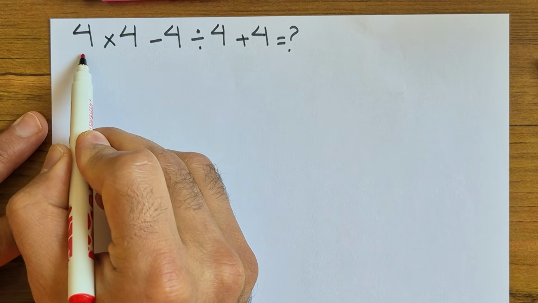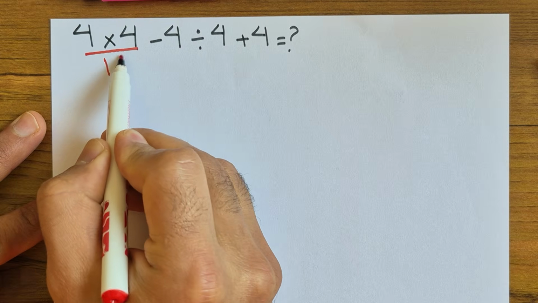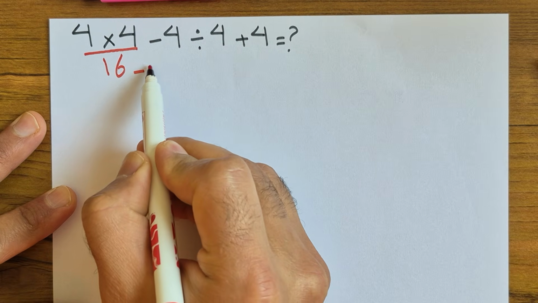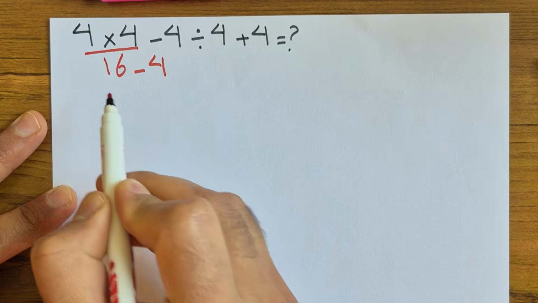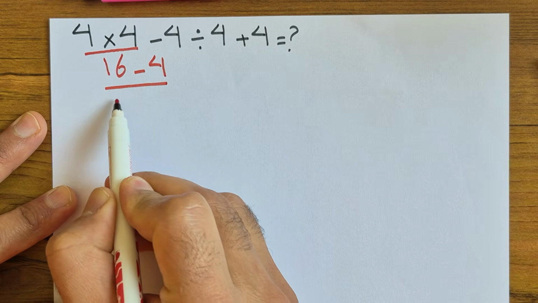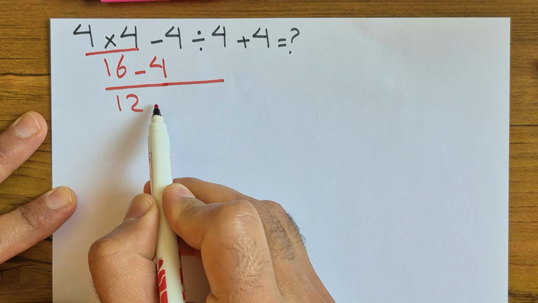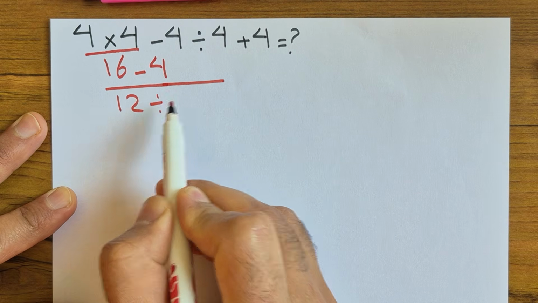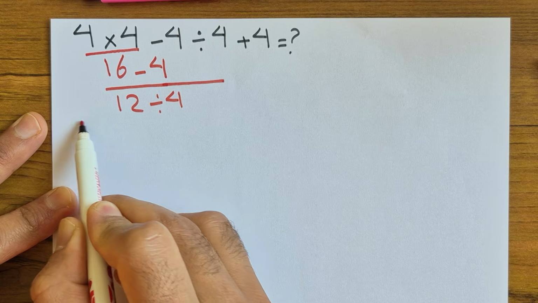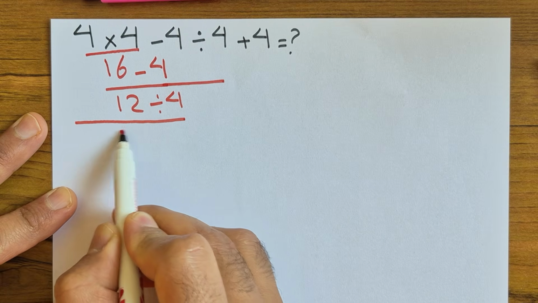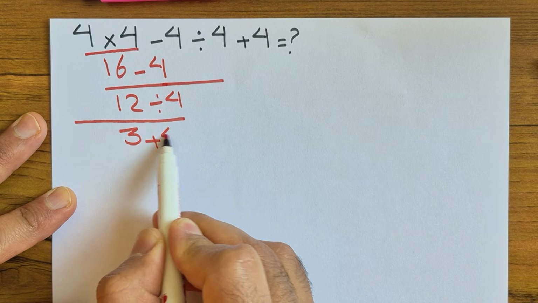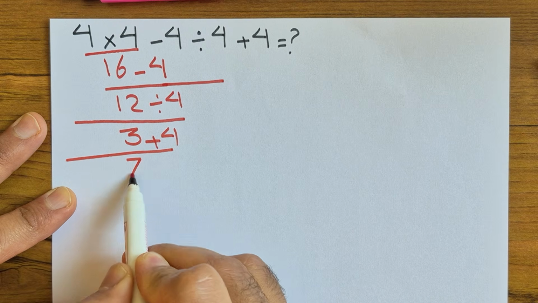4 times 4 gives us 16. 16 minus 4 gives us 12. 12 divided by 4 gives us 3, and 3 plus 4 finally gives us 7.